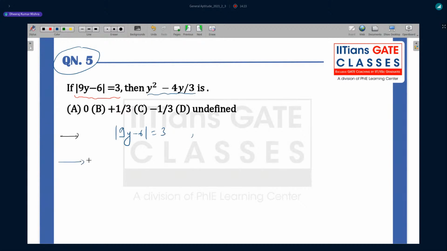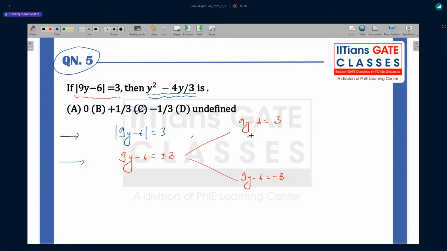If you remove this mod, you can write this as 9y - 6 = plus or minus 3. So you can write it like this, and now you will have two equations. One is 9y - 6 = 3, and one is 9y - 6 = minus 3. Now you can find out the y value, and then plug it in here. Okay, option C, someone is saying option C is correct. Yes, Syam Prabhat, perfect, guys. C is the right choice. But let me complete.